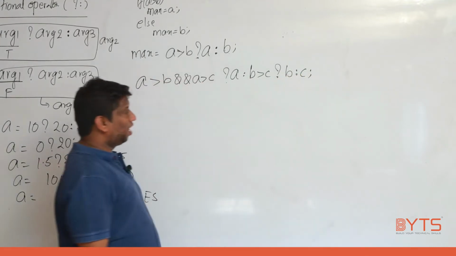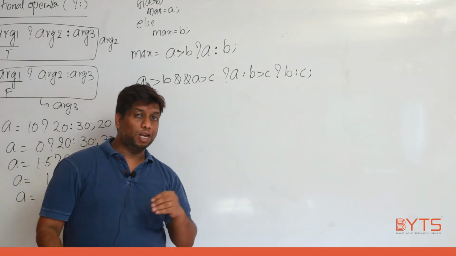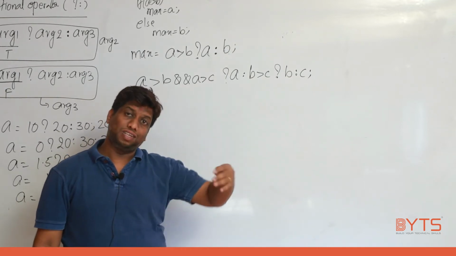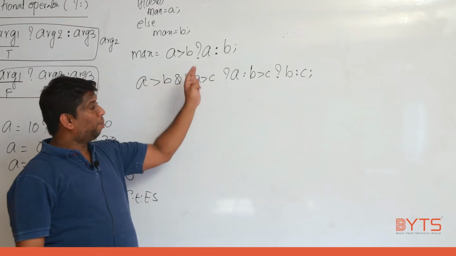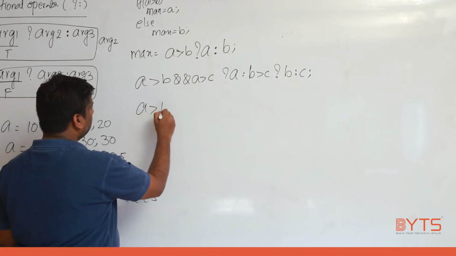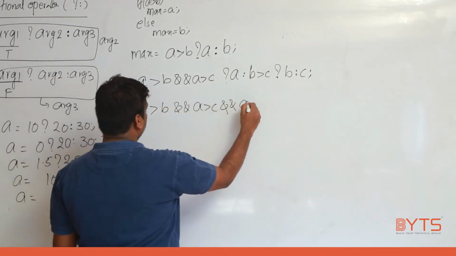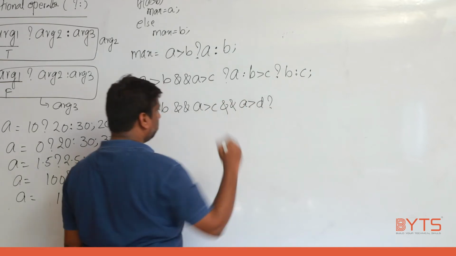Can you please understand what is the intention of this example? Conditional operator can be nested. Like 2 plus 3 plus 3, how you write? Conditional operator also can be nested. Next, 4 variables. A greater than B and A greater than C and A greater than D. Question mark. Try to understand.